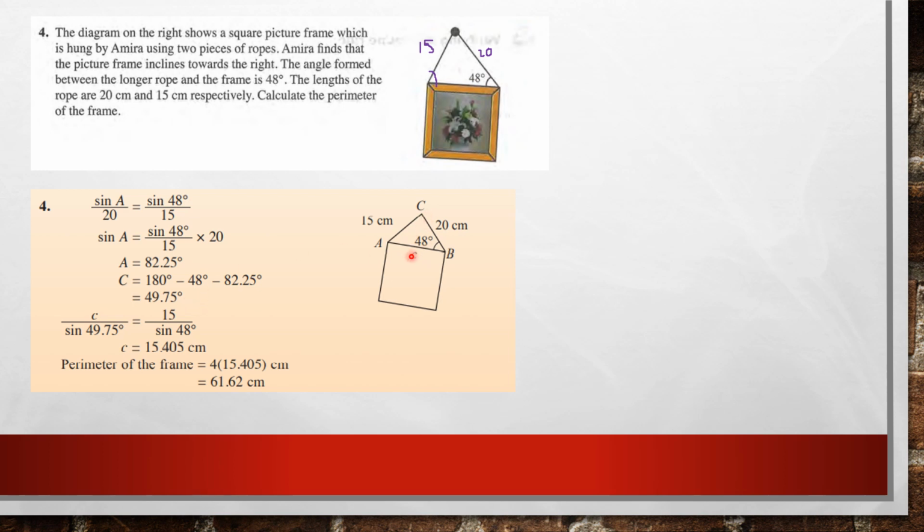From there we calculate the opposite length, that is AB. So C over sine 49.75 equals 15 over sine 48. So the length C is 15.405. Since this is a square, that means all four sides of this frame are the same. So we take 4 times 15.405, and we will get the perimeter is 61.62.